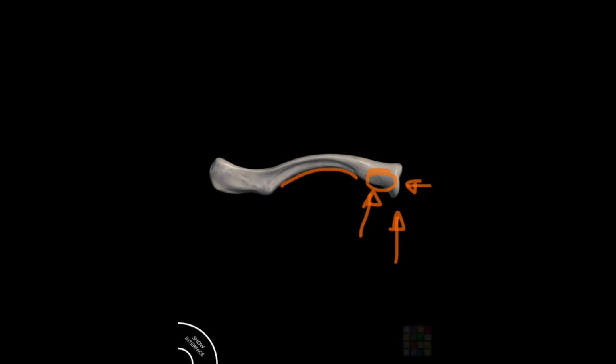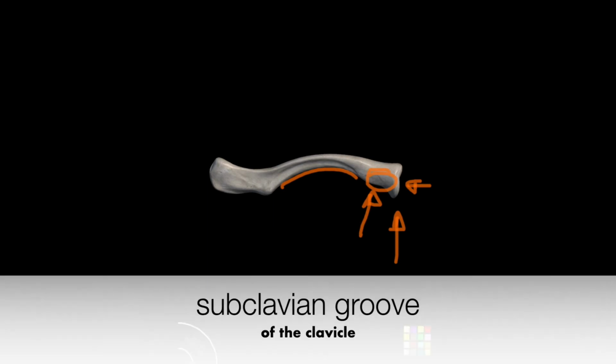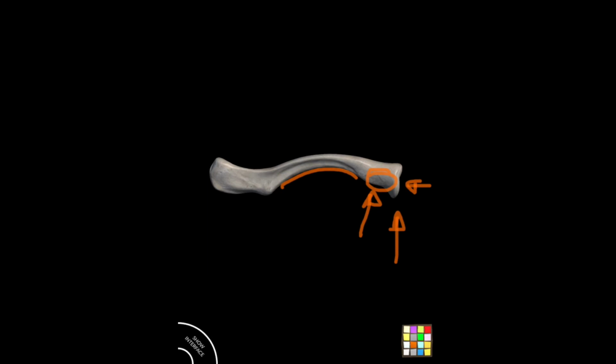This very prominent groove in the middle third of the shaft is the subclavian groove, which is the groove for this muscle subclavius. Again, that muscle arises from the first rib and extends laterally and superiorly to attach to the clavicle here.